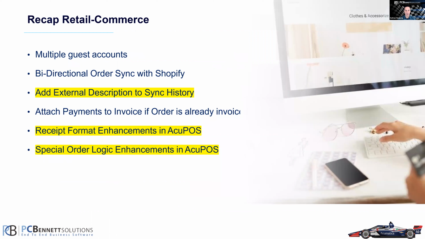Some other enhancements include enhanced descriptions in our sync logs. So we can get email addresses and order numbers now in more places to help reduce the amount of clicks it takes to locate those orders when we need to address a customer's issue or a billing issue. Customers that are using our AcuPOS system have new receipt formats. We can shorten those and save some paper, and some other special order logic as well for those AcuPOS users. If you want to know more about that, reach out to us and we'll be happy to go through the details.